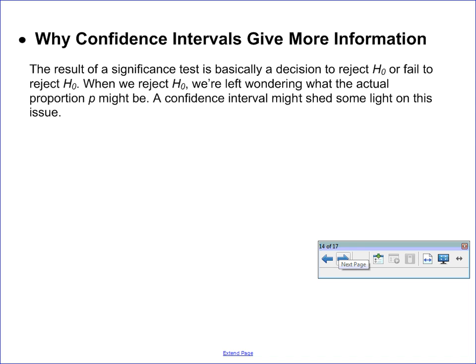The last thing, and we talked about this a little bit last class, is that a confidence interval gives a lot more information than a significance test. A significance test gives you a yes or no answer. Is this better or is this worse? But it doesn't tell you how much better or how much worse. And so a lot of times a confidence interval will give you more information.